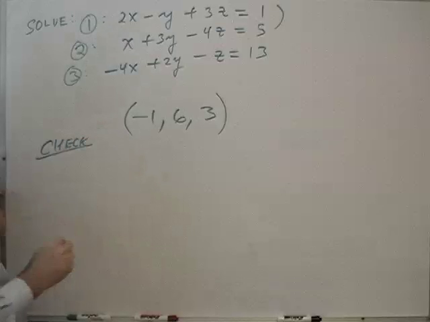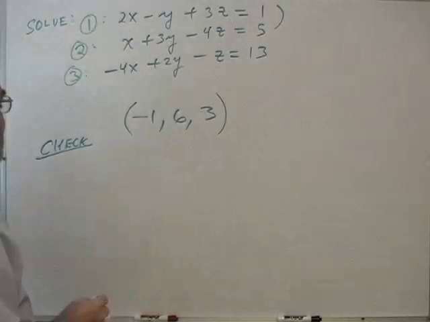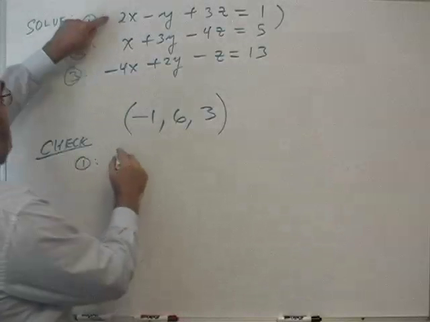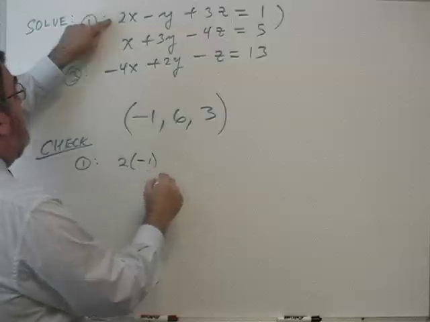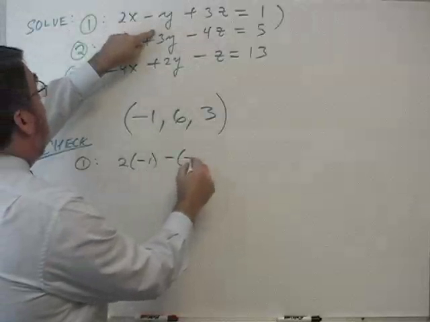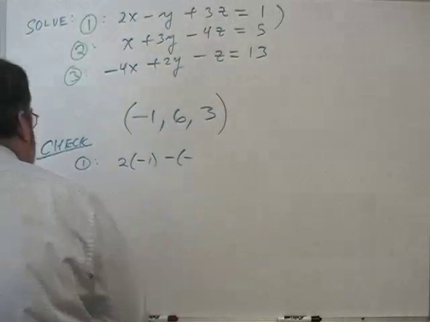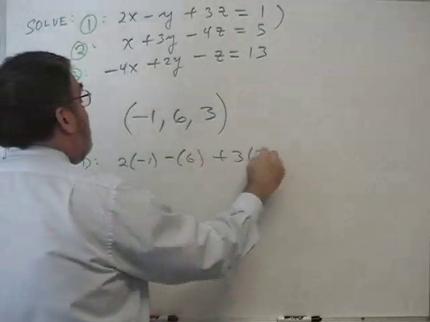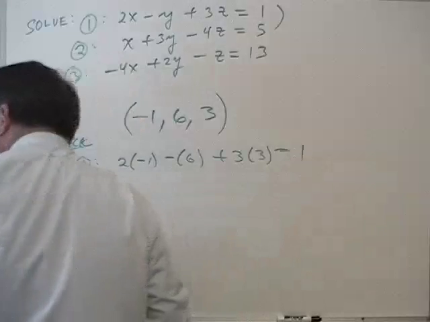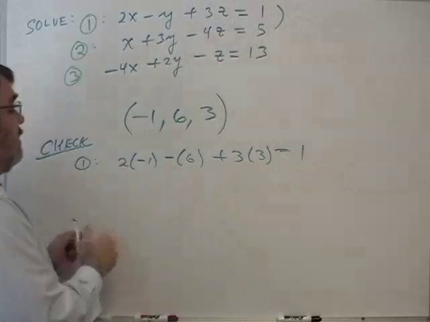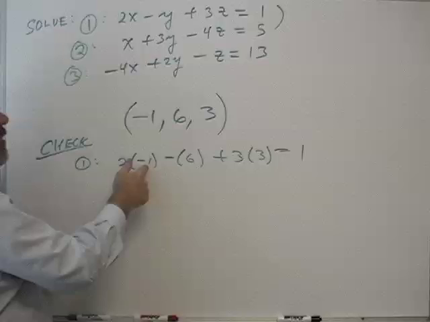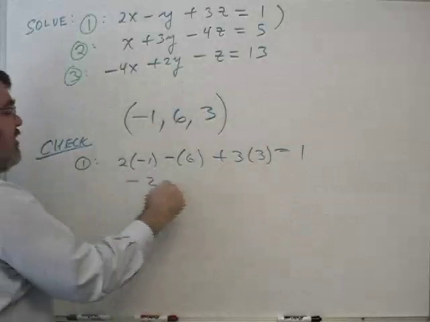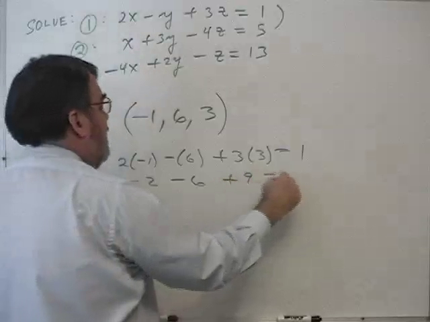To check, of course, we're going to plug these numbers back in. So equation 1, I've got 2 times negative 1 minus 6 plus 3 times 3 equals 1. So I replace x with negative 1, y with 6, and z with 3. This gives me minus 2 minus 6 plus 9 equals 1.